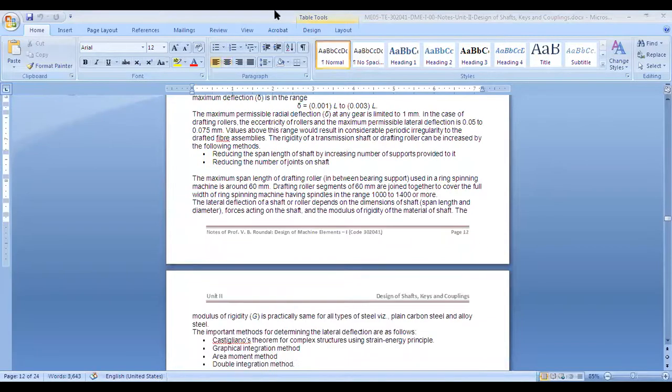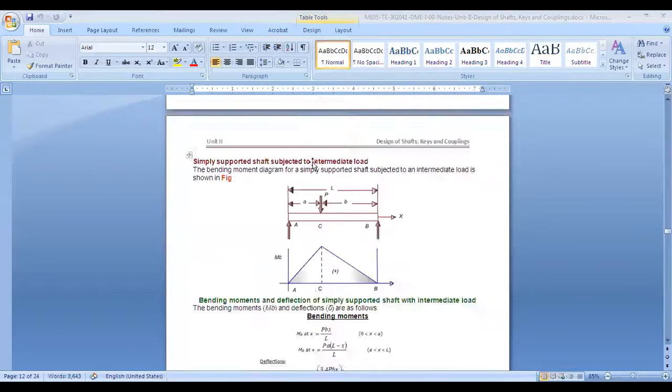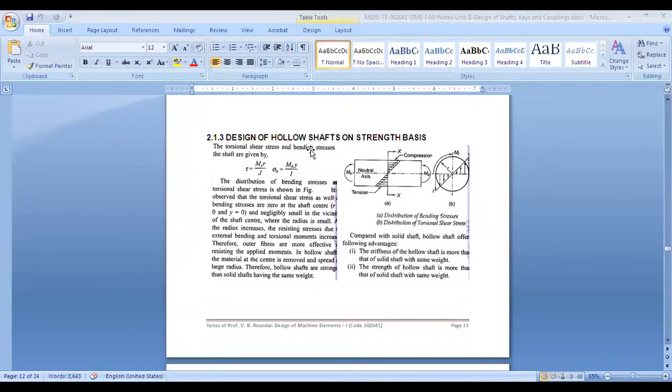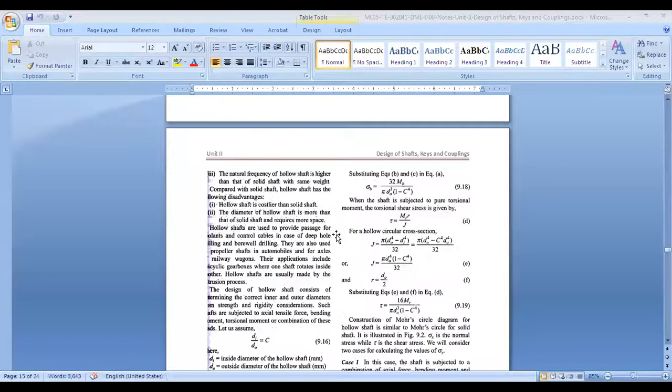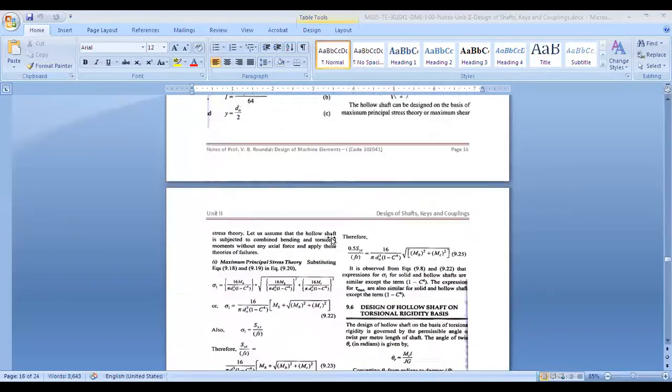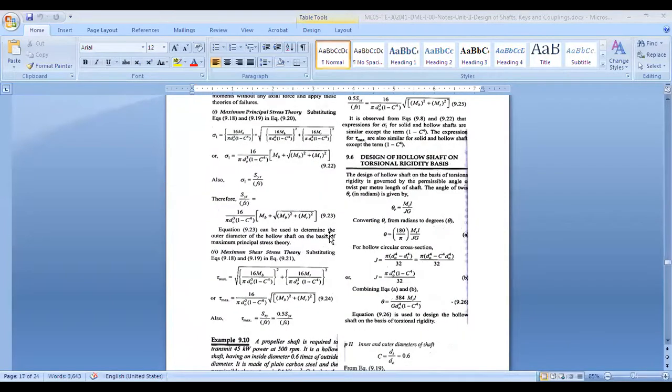Okay. So now we'll do the design of a hollow shaft. Hollow shaft, yesterday we talked about it. It is the same procedure we use for the design of a shaft on the strength basis and on the torsional rigidity basis. The only thing is that we have an extra factor of 1 minus c raised to 4, where c is the ratio of inside diameter to outside diameter, right? If we know this ratio, then we can do the design in the same way using that constant.